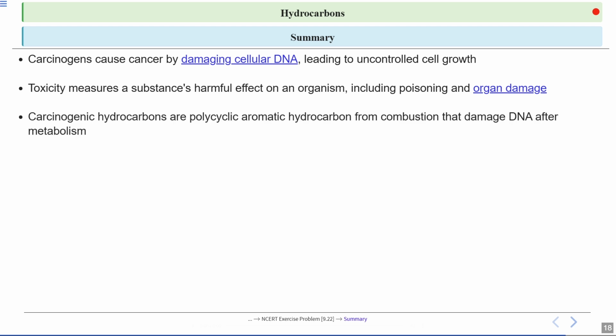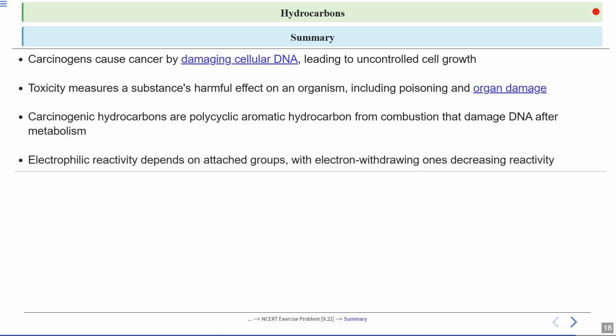Then we focused on carcinogenic hydrocarbons. These are a specific group called polycyclic aromatic hydrocarbons, or PAHs, which are formed during combustion, like when we burn fuel or when someone smokes a cigarette. After entering the body, these compounds can be metabolized into a form that directly damages DNA, increasing the risk of cancer. This shows us why exposure to smoke or exhaust can be harmful.